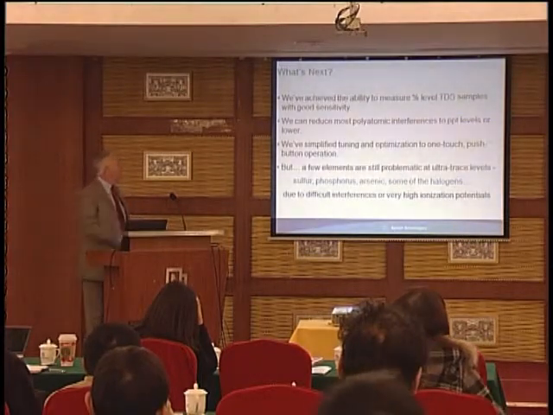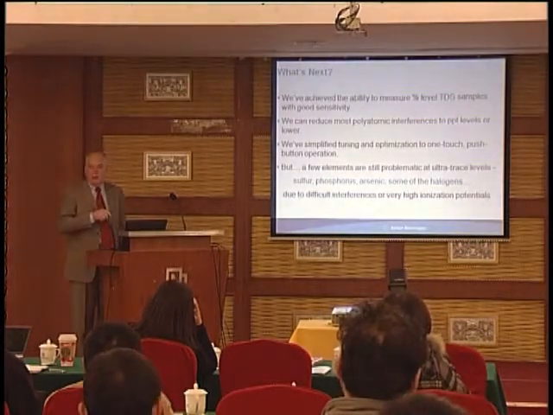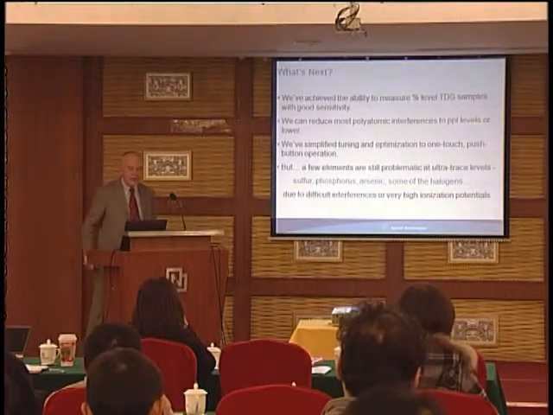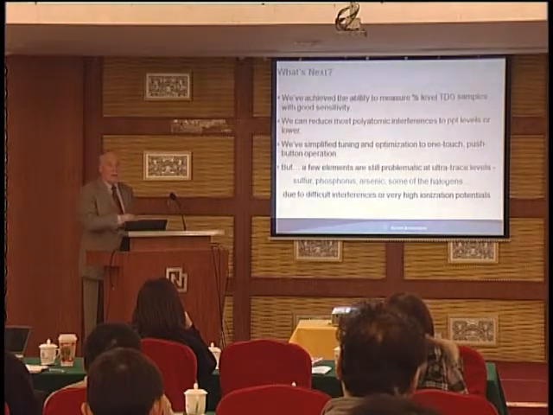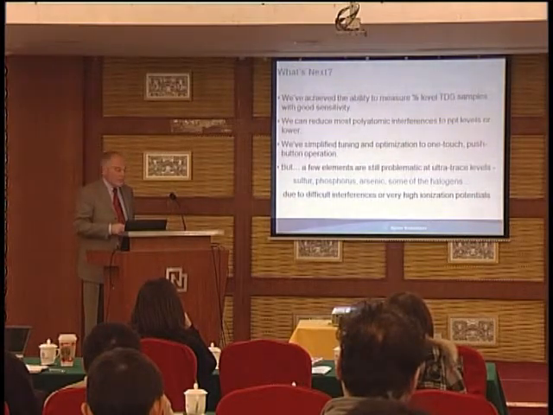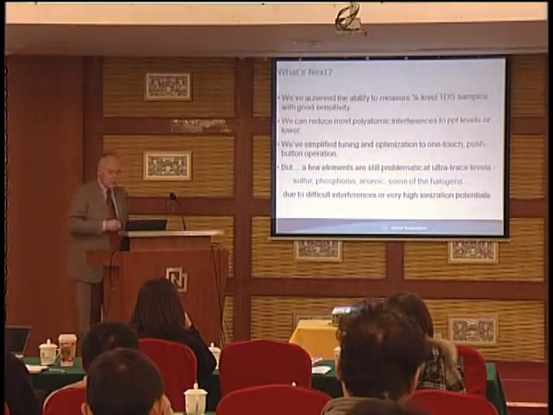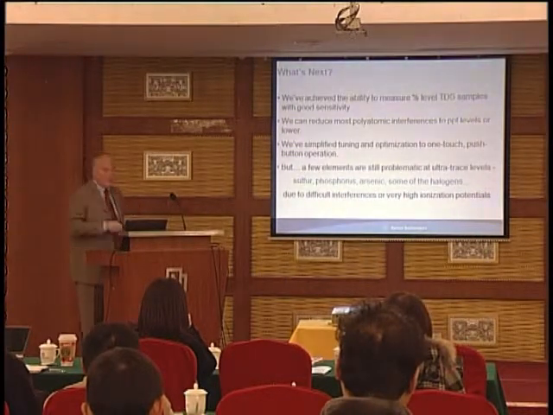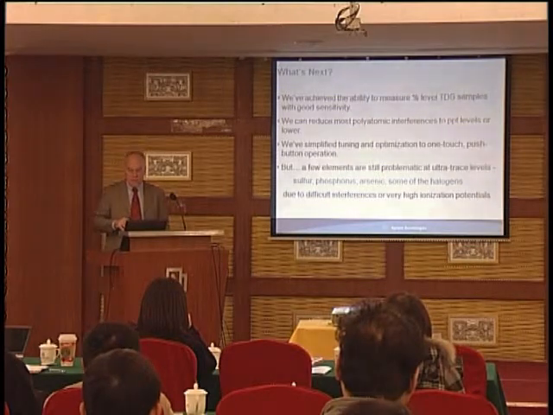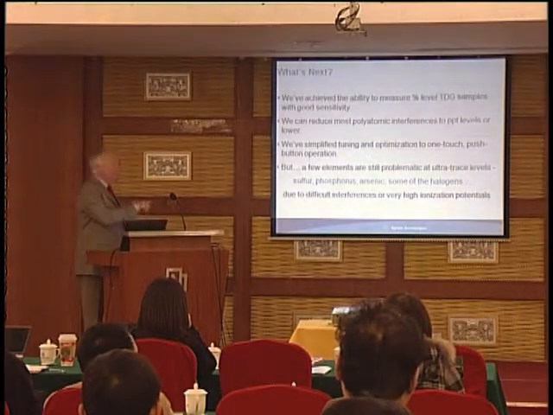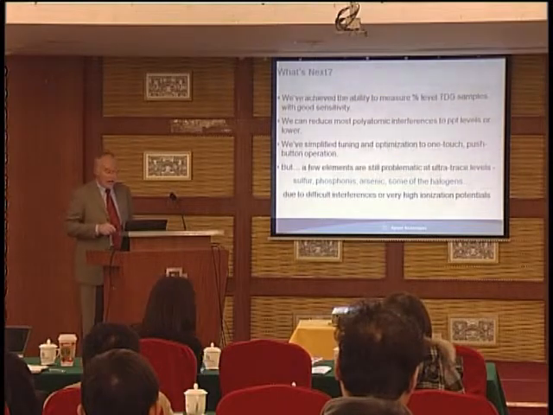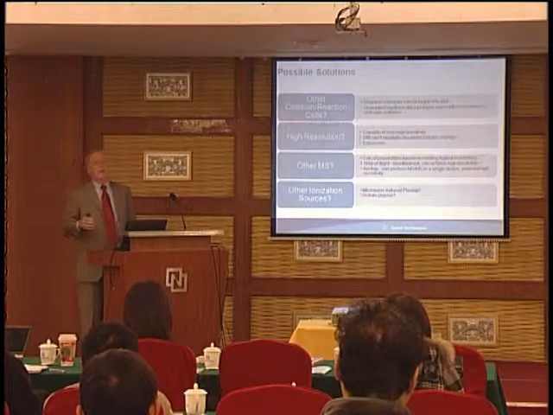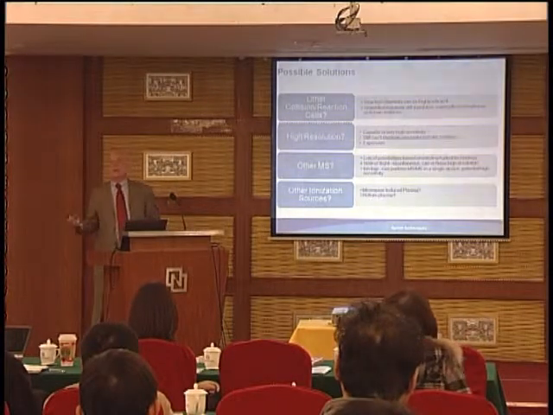So what's next? We've certainly not solved all of those problems, but we've reduced them significantly. We can run much higher TDS samples. We can get rid of polyatomic interferences to a significant level. The instruments are much easier to use. There's still a few problems. Sulfur, phosphorus, those are challenging by quadrupole ICP-MS. They're doable, but they're challenging. Some of the halogens, chlorine is challenging by ICP-MS. So we're looking at now, how can we solve those problems?